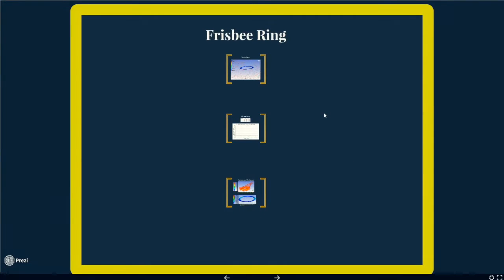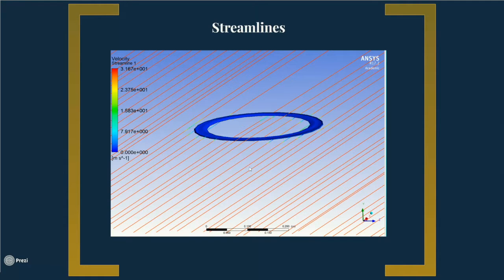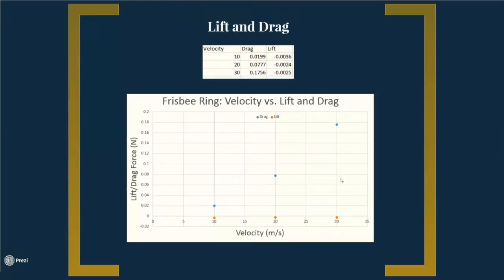Finally, we have the results for the Frisbee ring. Here we see the streamlines moving across the extremely thin Frisbee ring. It can be seen from the change in color that the streamlines which go underneath the Frisbee ring are showing a decrease in streamline velocity.